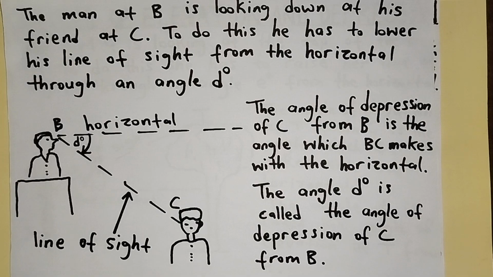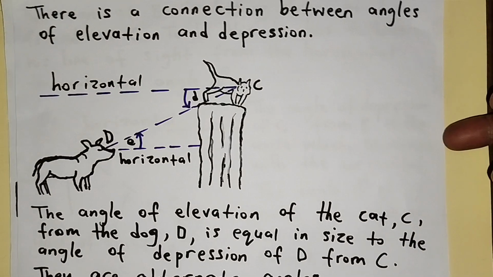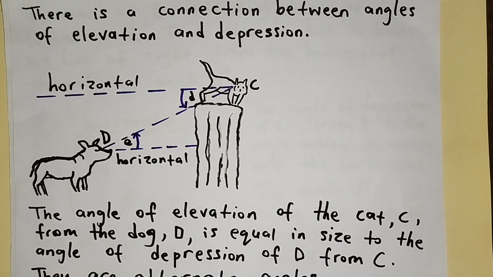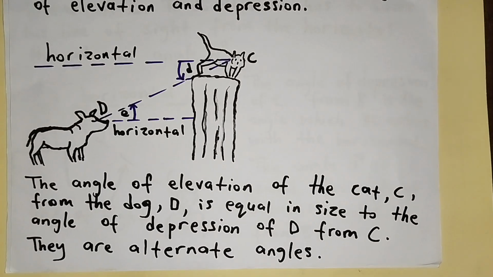So there is a useful connection between angles of elevation and angles of depression. Let us go to this diagram to illustrate the connection or the relationship. So we have got a cat here, C, and a dog, D. These are horizontal.